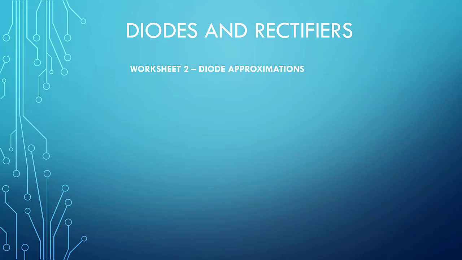Okay, everyone, let's talk a little bit about our worksheet 2, diode approximations. We'll dig into a little bit more of the real world of how diodes work rather than the ideal. Remember that in the ideal, we said a diode is either open, like an open switch, or it's conducting and it's a piece of wire. So it's a perfect conductor or it's a perfect insulator. It's not in the middle.